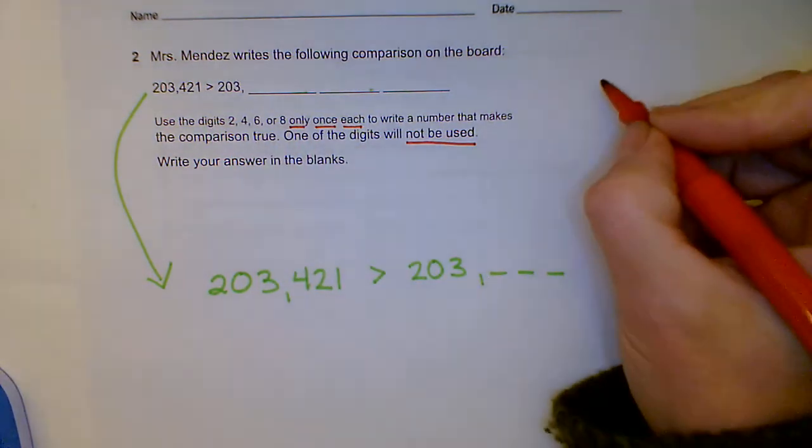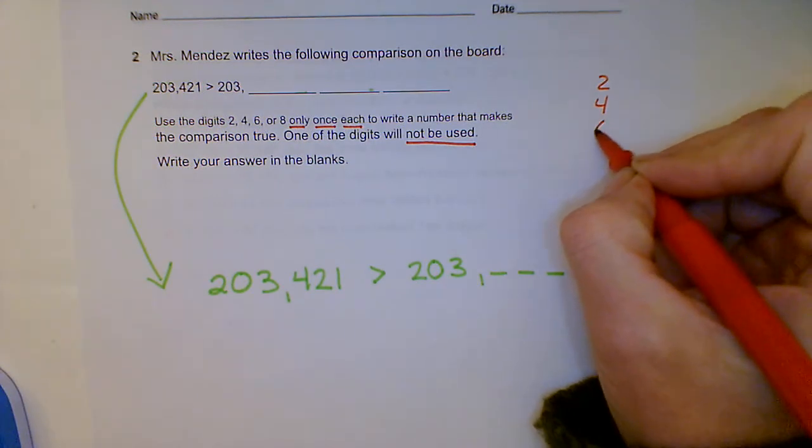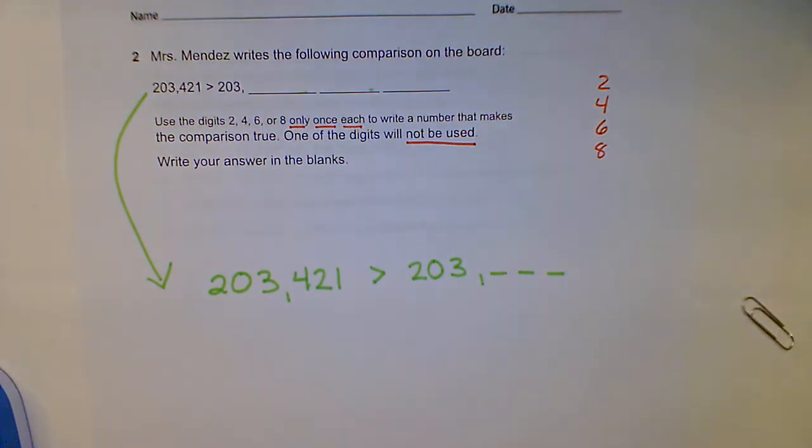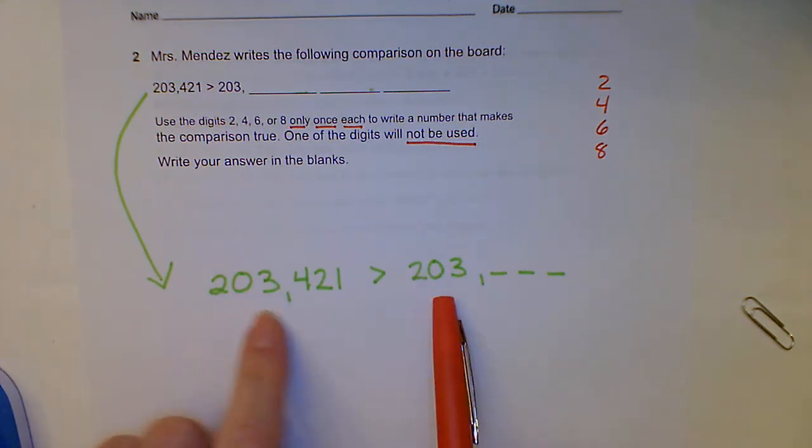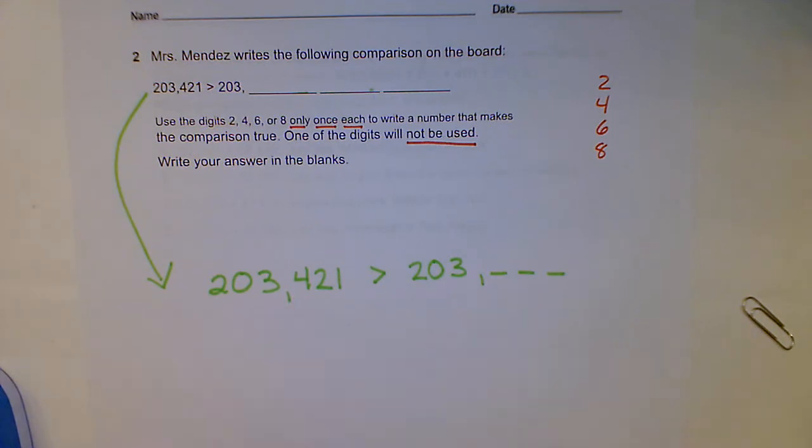So you see we have 4 digits, but I'm only going to use 3 of them. So we have 2, 4, 6, and 8. I'm going to leave one of them out. Write your answer in the blanks. So what we have to do is think, if we want to make this number smaller than this, what do I know? Well, one thing that I know is that these 3 numbers are the same, so I can't really look at those. Let's take a look at this hundreds place and see, is there a number less than 4?